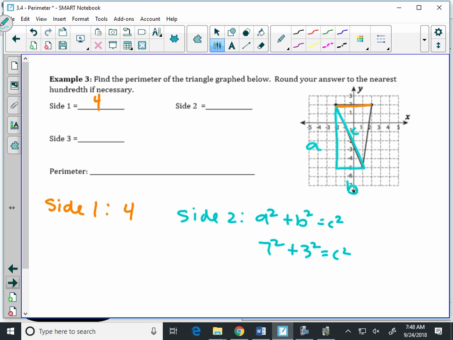Xavier, what'd you get? Well, when you combine those, you got 58. Good. And then what did you do to get the radical? Square rooted it. Good. And just like we did on the front, do not round that. Leave it as radical 58. Only round at the very, very, very end of your problem. It's the most accurate answer. And then you just have to do that for one more side. Side 3.